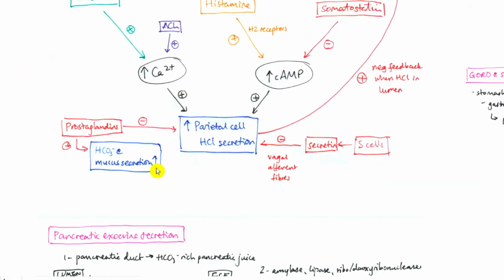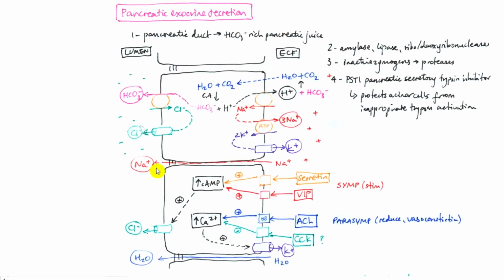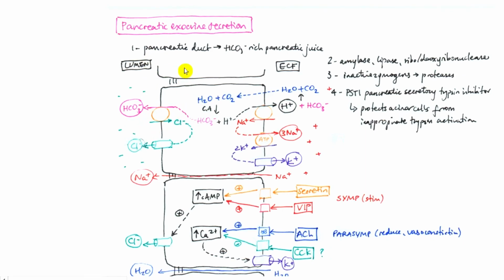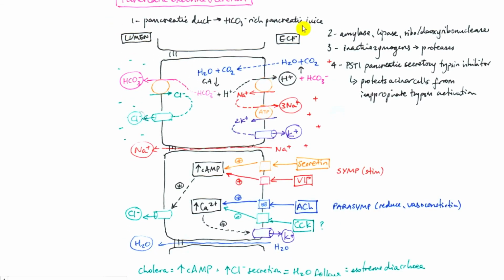Now, the pancreas. So the pancreas has many functions. It has exocrine and endocrine functions. We're going to look at the exocrine function here. So it secretes many enzymes, and it secretes bicarbonate as well. So firstly, the pancreatic duct secretes bicarbonate-rich pancreatic juice. So this is the lumen and this is the ECF. This is a pancreatic cell.